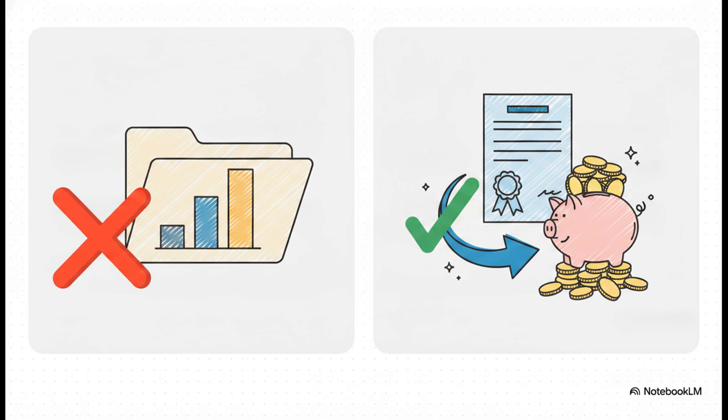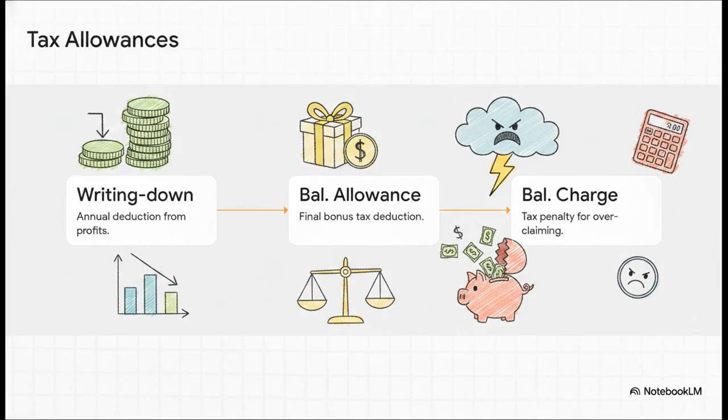So standard depreciation? Exclude it. Tax-allowable depreciation benefits? Definitely include them. To make sure we capture those tax savings, we can break down the rather dense life cycle of tax-allowable depreciation into a simple 3-step checklist. Step 1, writing down allowances. Every single year you own the asset, you calculate a percentage of its value to deduct from your taxable profits.